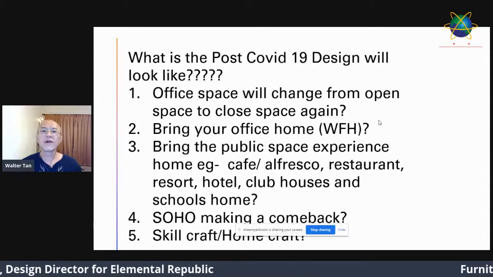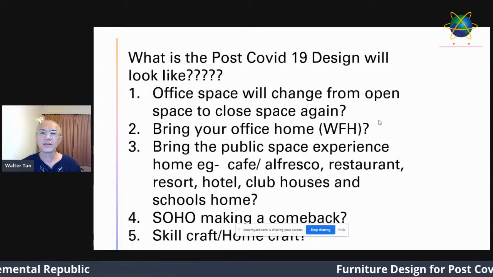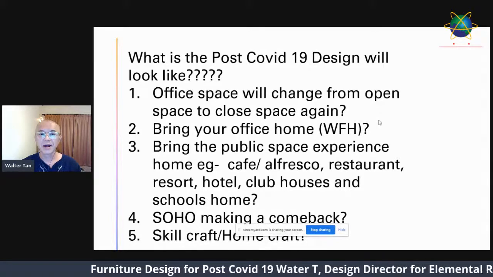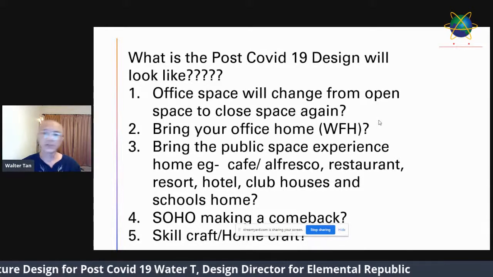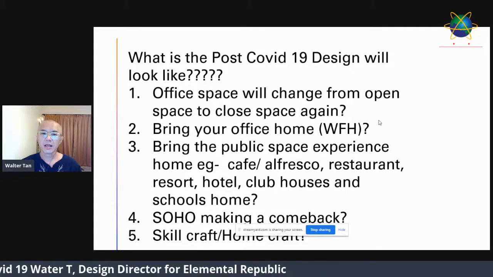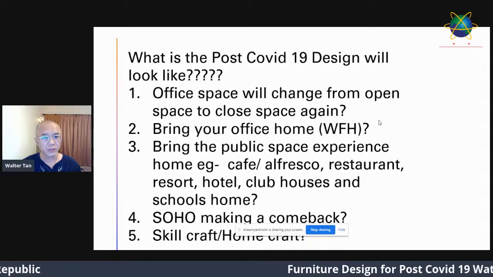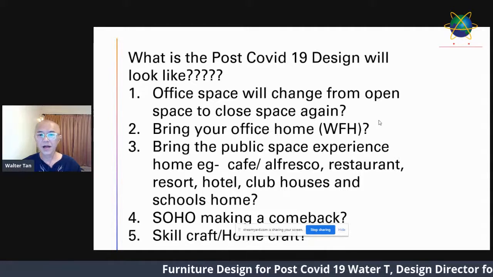Okay, now, what is the post after this coronavirus, after this post COVID-19? What will the design look like? I'm talking about furniture design. You can see just now, this is for you to think. Open space will change from open space to closed space again.